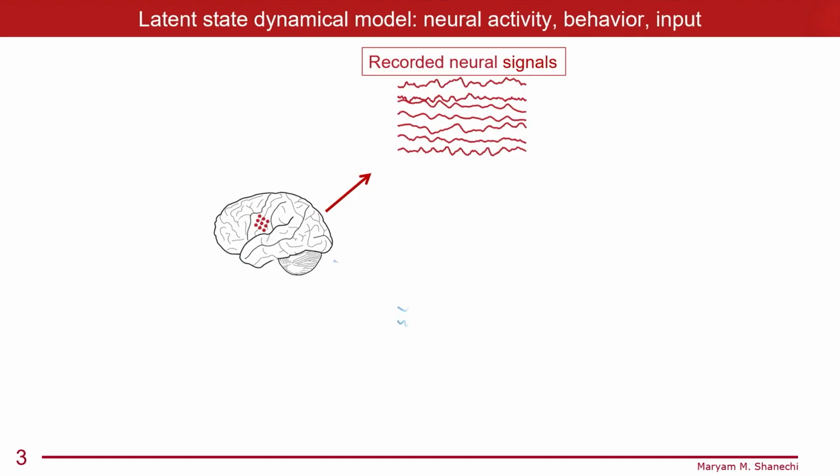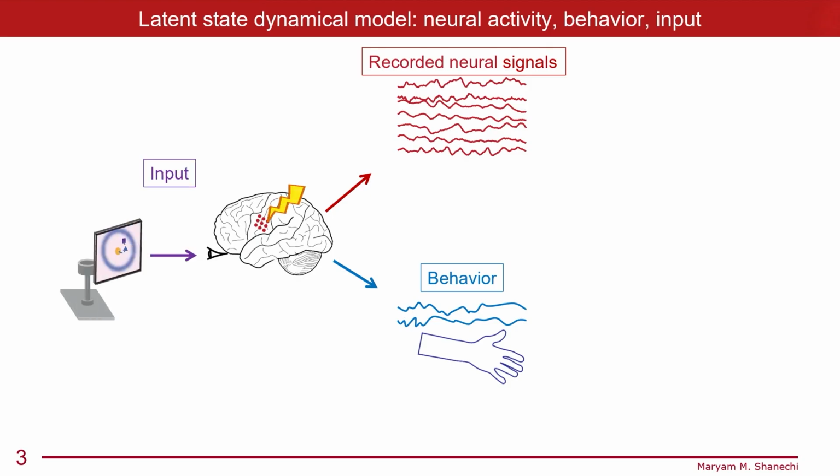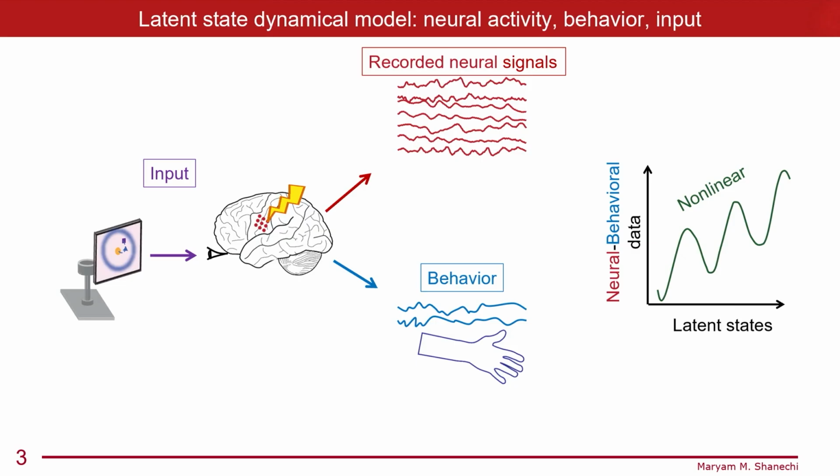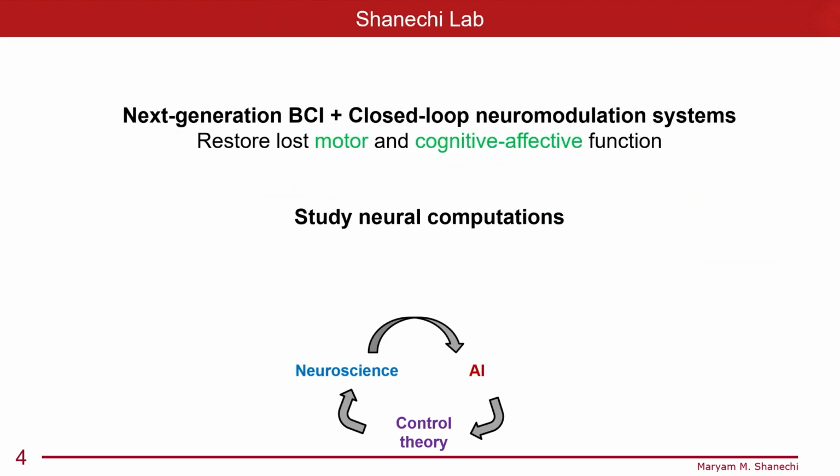For example, we've been using these and building multiple capabilities to extend them for various applications. So what I'm going to talk about today is how we've been building additional capabilities on top of these by adding behavior, by adding input into the model, by making these nonlinear, and eventually by making these multi-scale to take into account multiple modalities of neural activity. And we do this both to study neural computation, but also beyond that, we're interested in developing brain-computer interfaces and closed-loop neuromodulation systems that can restore lost motor and emotional function.